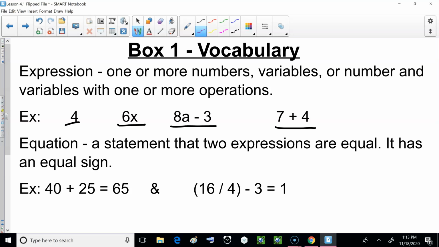An equation is a statement that two expressions are equal. It has an equal sign. So notice they're saying that this side of the equation, 40 plus 25, is equal to 65, which makes it a true statement. Just as we have 16 divided by 4, which we go to first, to give us 4. Then minus 3 equals 1, which means that they are equal. Usually a teacher marks them wrong when they're not equal, because we're looking for an equation where one side equals the other side. So those are equations, and those are expressions. You can pause this right now and write down the definition for equation and the examples.